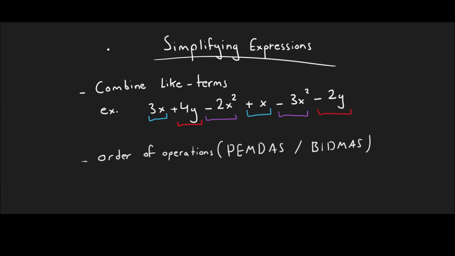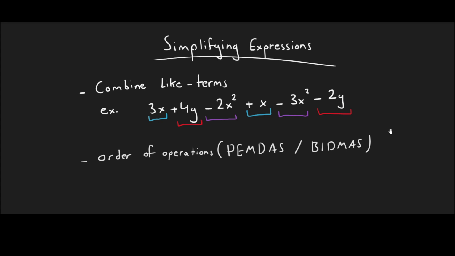The second thing we need to remember is the order of operations, which we call PEMDAS or BIDMAS. So PEMDAS stands for parentheses, exponents, multiplication, division, addition, and subtraction. And the same thing for BIDMAS, which stands for brackets, indices, division, multiplication, addition, and subtraction. So this is basically the order of operations on which we have to do our calculations.